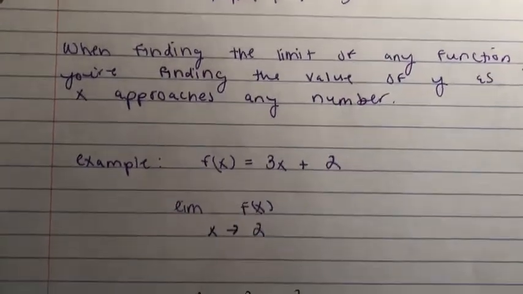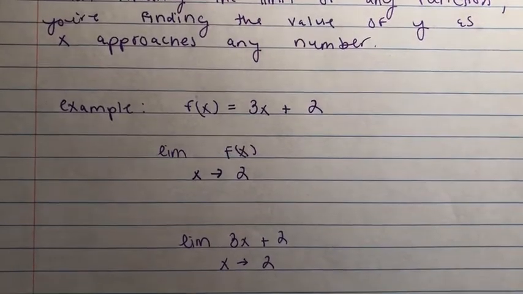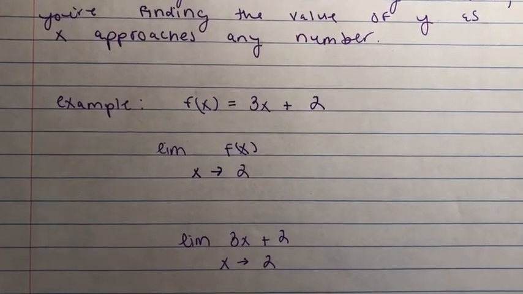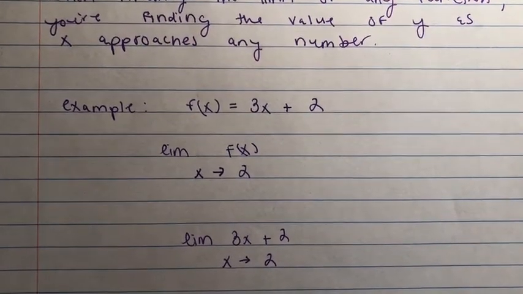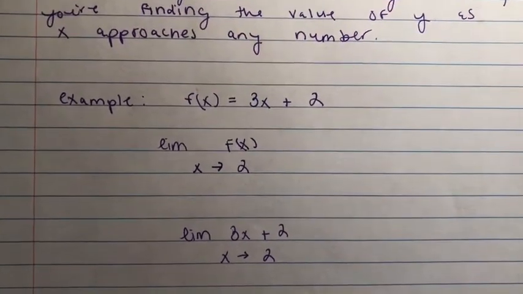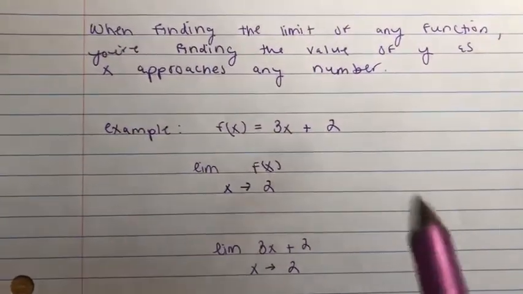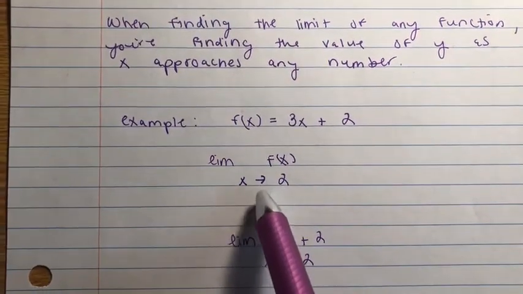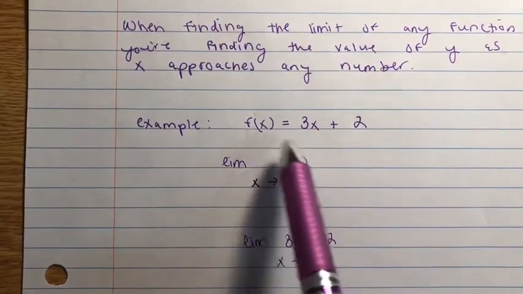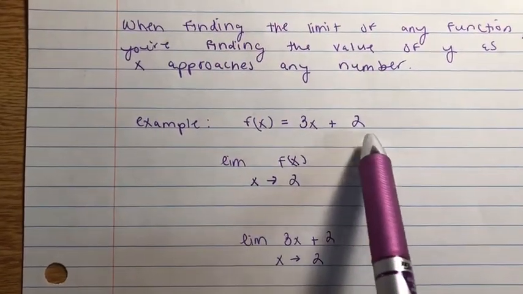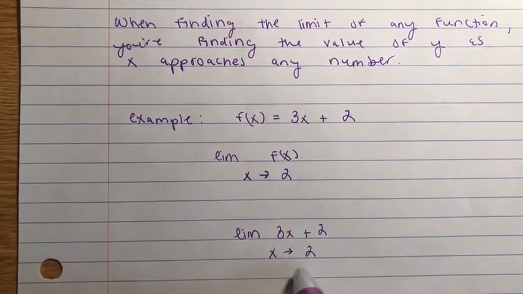So here I just have an example of how you would actually write out when you're trying to find the limit of any function. So in my example here we have f of x, which is my function, equals 3x plus 2. And the way you'd write this is the limit of f of x as x approaches 2. And that's what this little arrow is. That's just to show you that x is approaching 2. And so f of x, as you can see here, is equal to 3x plus 2. So down here, I'll write it as the limit of 3x plus 2 as x approaches 2.